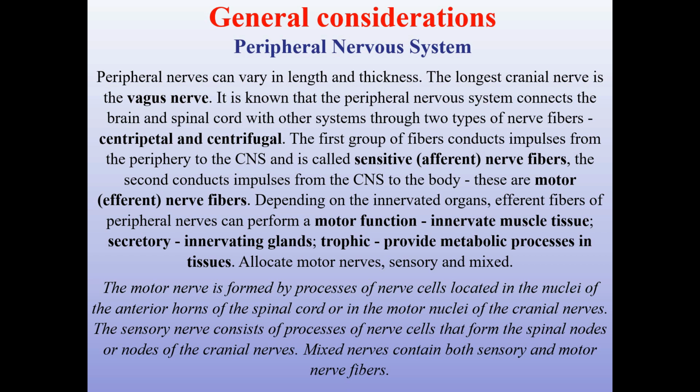Depending on the innervated organs, efferent fibers of peripheral nerves can perform a motor function, innervating muscle tissue; secretory, innervating glands; or trophic, providing metabolic processes in tissues. We distinguish motor nerves, sensory and mixed. The motor nerve is formed by processes of nerve cells located in the nuclei of the anterior horns of the spinal cord or in the motor nuclei of the cranial nerves. The sensory nerve consists of processes of nerve cells that form the spinal nodes or nodes of the cranial nerves. Mixed nerves contain both sensory and motor nerve fibers.